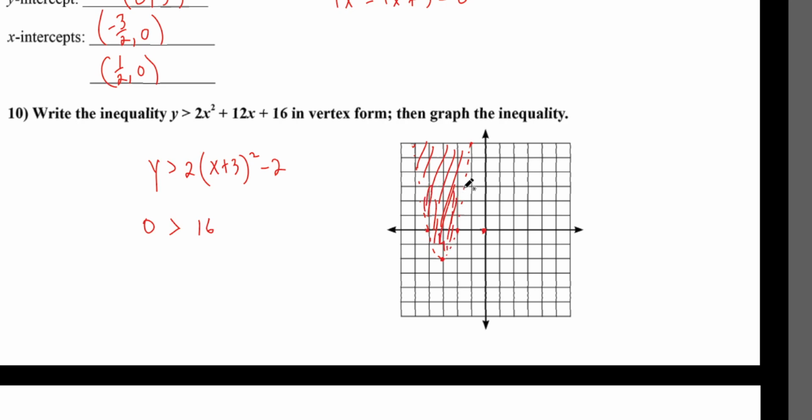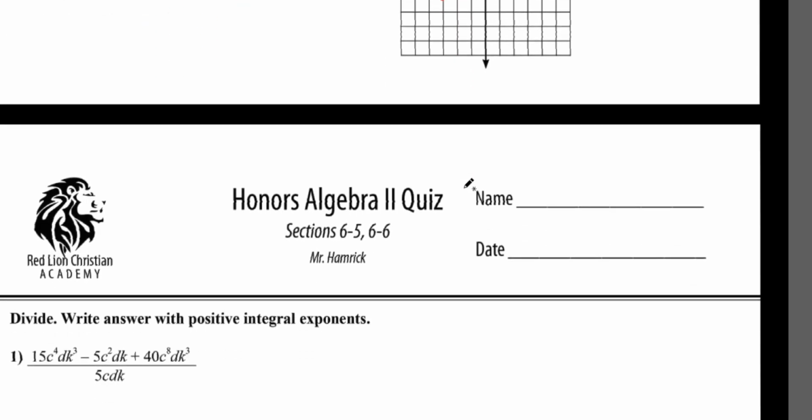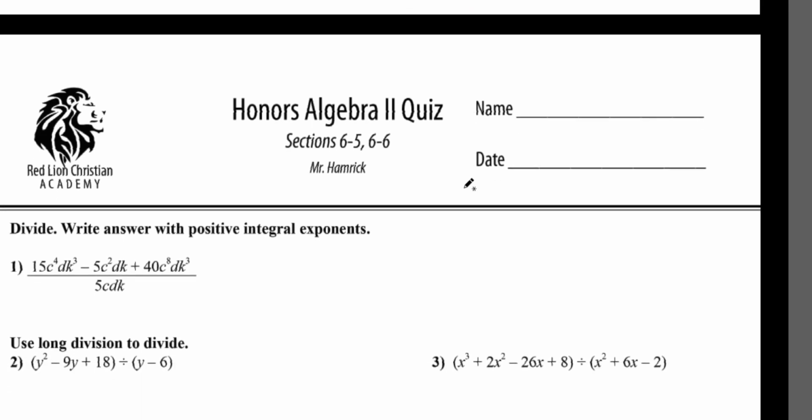Yep, and that's how you do that. Make sense? All right, let's keep going. Here's the latest one we did. We got like 10 minutes, so I'm not going to be able to do every single one of these.